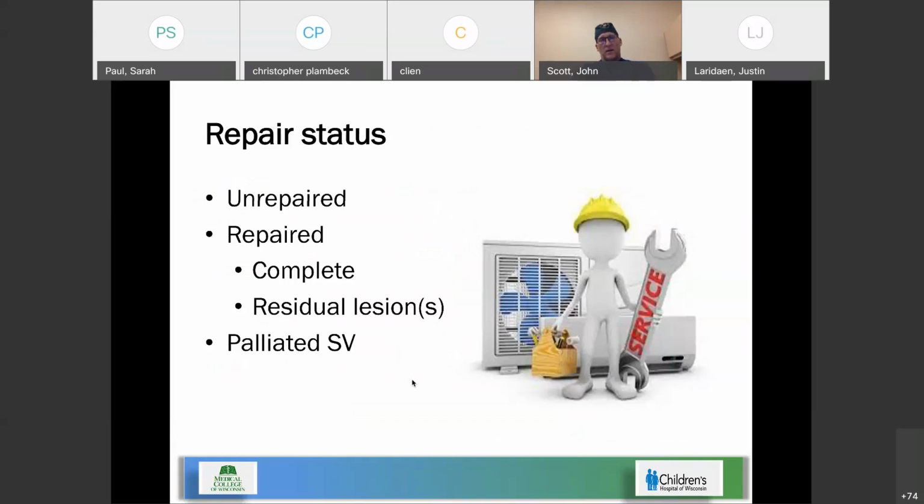So now we've discussed circulation. It's important to consider what the repair status is. In its most basic form, you want to understand whether the lesion has been repaired or not. If it's unrepaired, the considerations are different than if it's completely repaired, and different again if it's completely repaired with residual lesions. And finally, for the palliated single ventricle lesions, which we just talked about, it's important to understand where the patient is along that pathway.